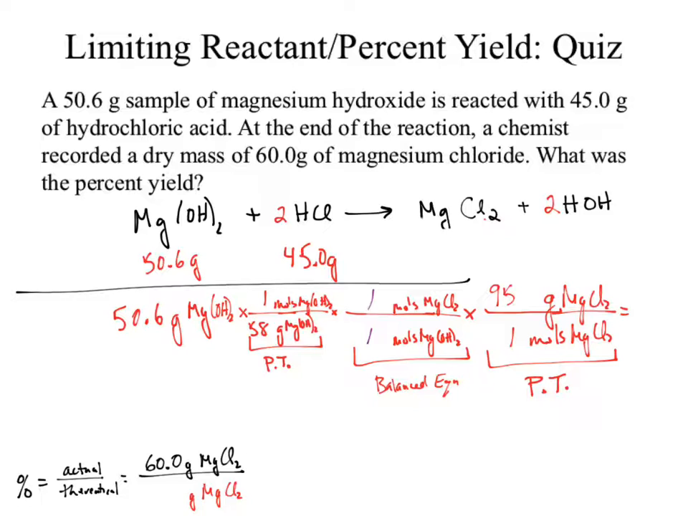I can punch it in the calculator. Did you actually get a number for this, Obed? Nate did. What'd you get, Nate? 82 point what? 53 grams of magnesium chloride. Should I now take that number and put it in down here? No. Why not?